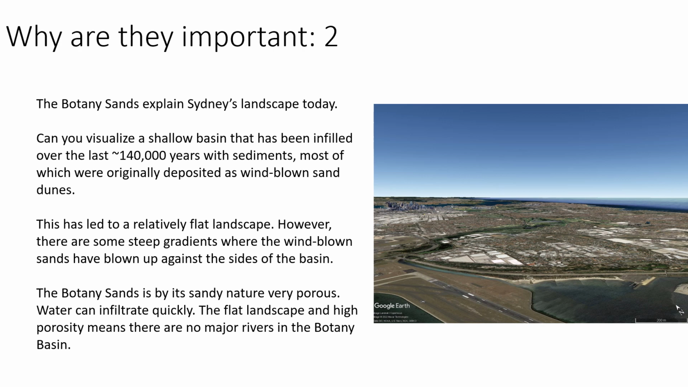It's also important to note that the Botany Sands are, by their nature, very sandy and very porous. Water percolates very quickly through sands because of the high porosity between the sand grains. So this means every time it rains onto the Botany Sands, the water can infiltrate quickly. And the flat landscape and the high porosity of the sands mean that you don't see any major rivers in the Botany Basin.